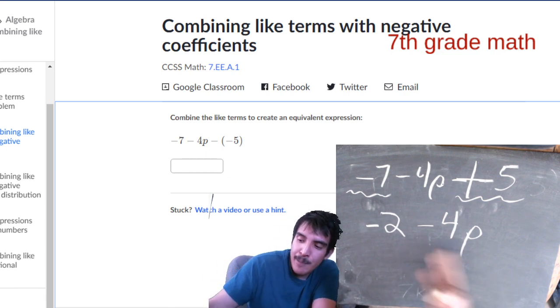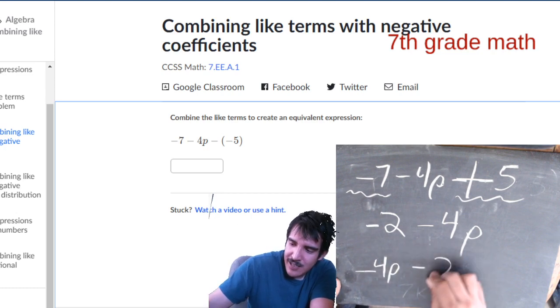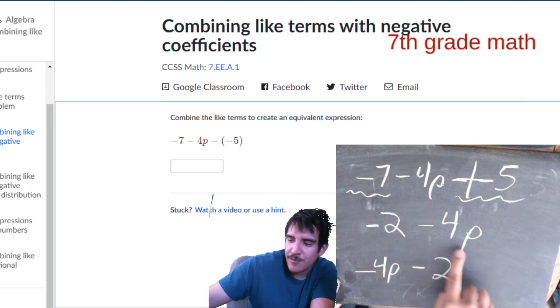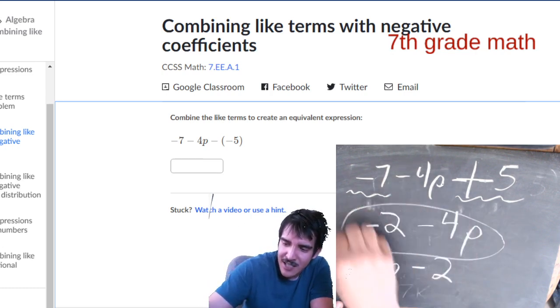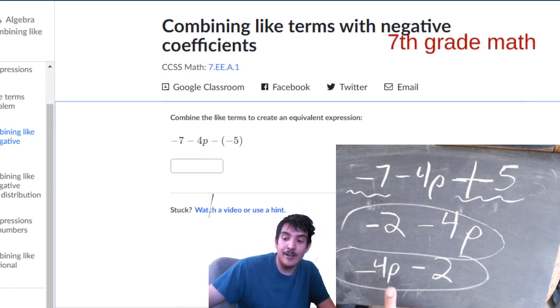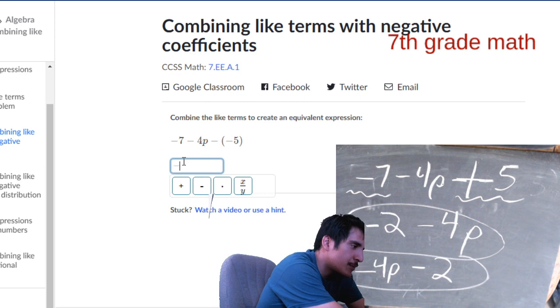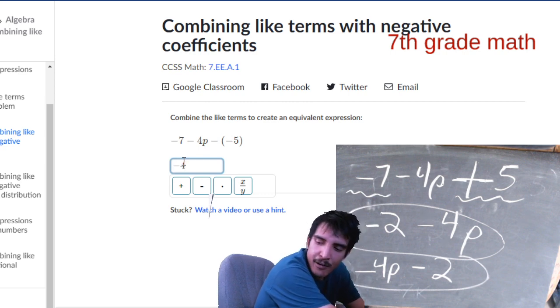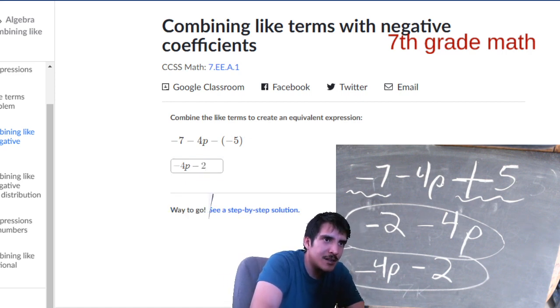Now, if you happen to put the minus 4p first, and then you took away 2, that's still the same expression, because we still have minus 4p, and we still have minus 2. So both of these are acceptable. Now, I personally like the ones that have the variable written first. So I'm just going to do that one. But you can put minus 2, minus 4p. But when you get to 8th grade and you start graphing, it's going to be better to do the variable first, okay? So minus 4p, minus 2. Hooray.